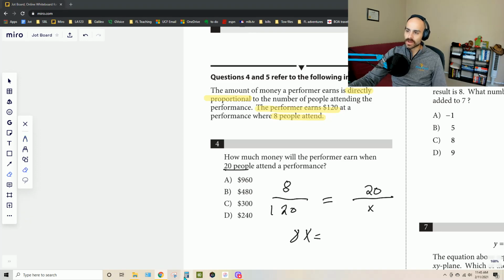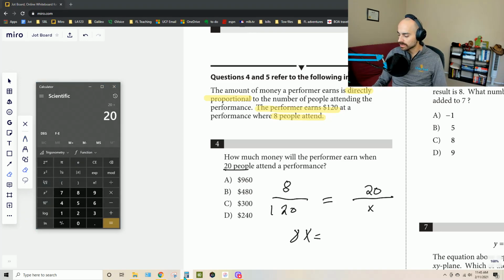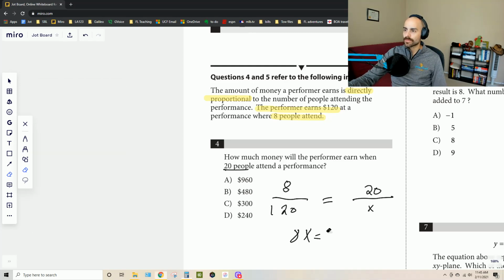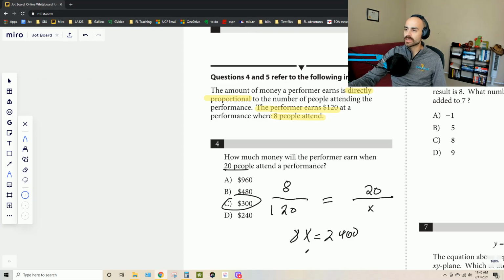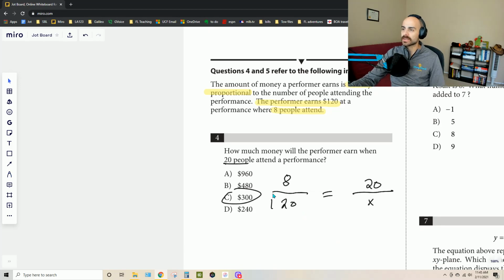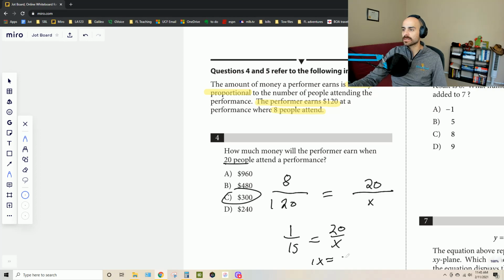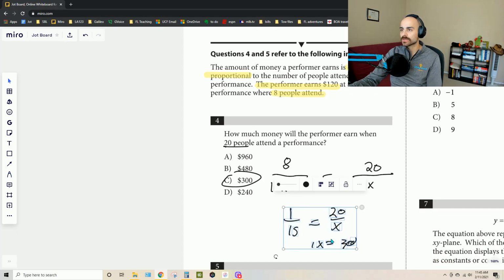And so if I were to actually put that into the calculator, 20 times 120, it would be 2400, and 2400 divided by 8 is 300, and that gives us our answer of C. That's what x equals. You can also recognize that this simplifies to be 1 over 15, and that equals 20 over x, and then you just have 1x or just x equaling 300, and that gives you the correct answer.